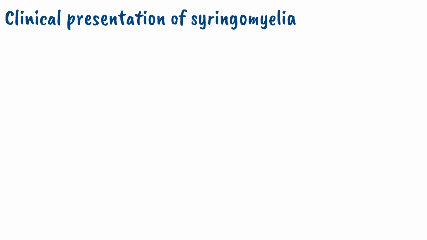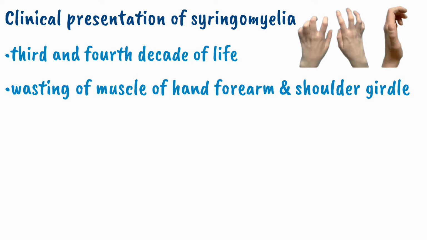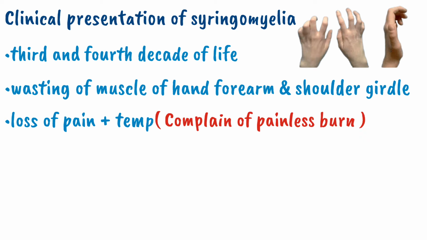But how will the patient of syringomyelia present clinically? Clinically, the patient will present during the third and fourth decade of life with wasting of muscles of the hands, forearm and shoulder girdle, along with loss of pain and temperature sensation. Usually the patient will complain of painless burns and will suffer from difficulty in walking. So these three are the diagnostic clues toward syringomyelia. The most common diagnostic clue is the loss of pain and temperature sensation, for which a patient will complain of painless burns. It was all about the clinical features of syringomyelia.